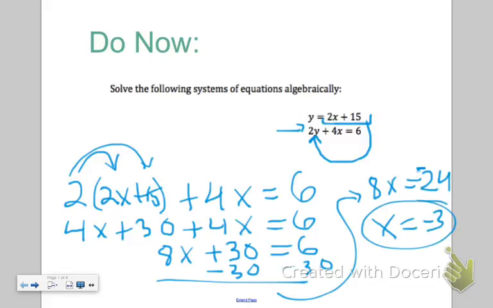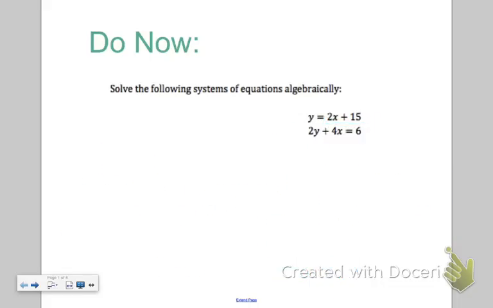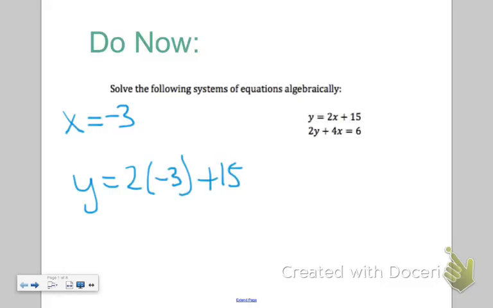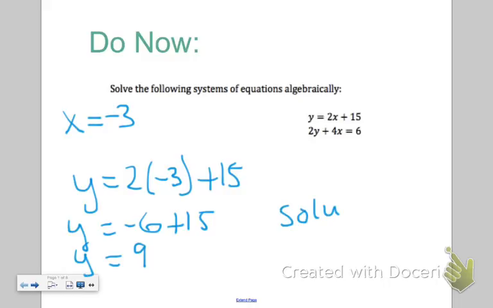Now I'm going to take my value of negative 3 for x and substitute it to solve for y. If x is equal to negative 3, we're substituting negative 3 into the first equation for x to solve for the value of y. So we have y equals negative 6 plus 15. Negative 6 plus 15 gives us a positive 9. Remember, you must write your solution as an ordered pair, and the solution is at negative 3, 9.